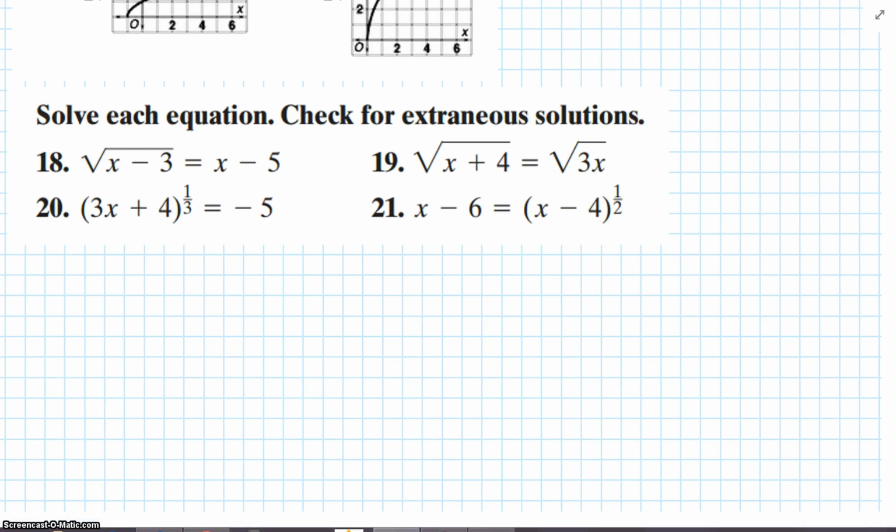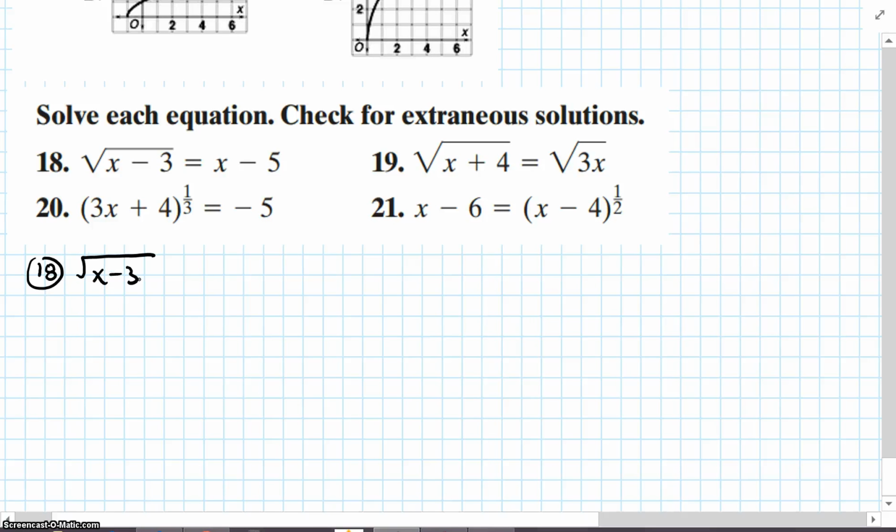All right, 18, 19, 20, 21. Solve each equation and check for extraneous solutions. So let's look at 18. Square root of x minus 3 equals x minus 5. Step 1, get rid of the radical. Square each side. So I'm going to get x minus 3 equals x minus 5 squared. So that's x squared minus 10x plus 25. Again, that's the shortcut, a squared minus 2ab plus b squared.